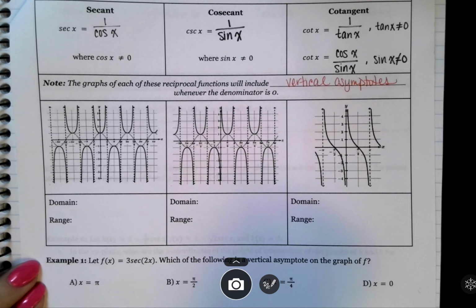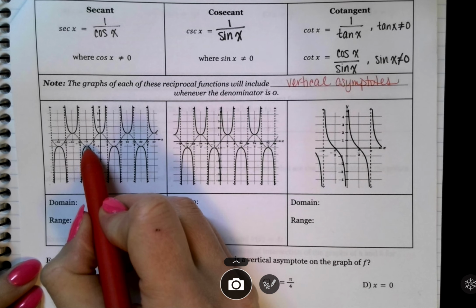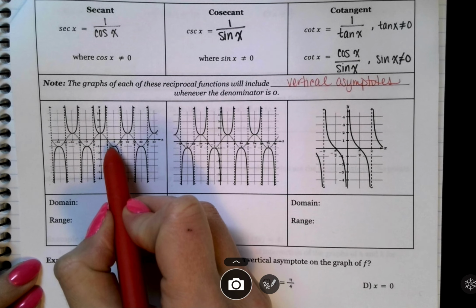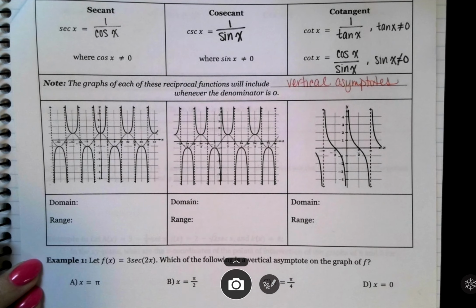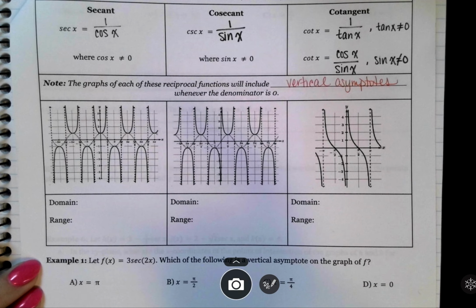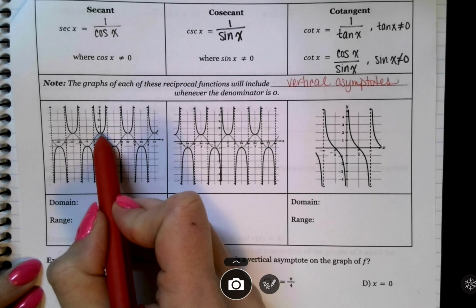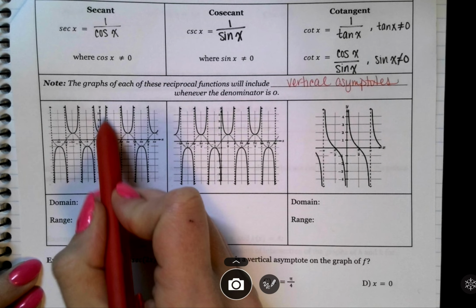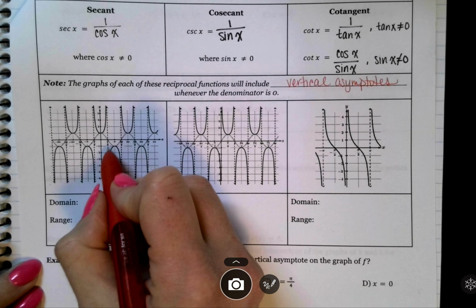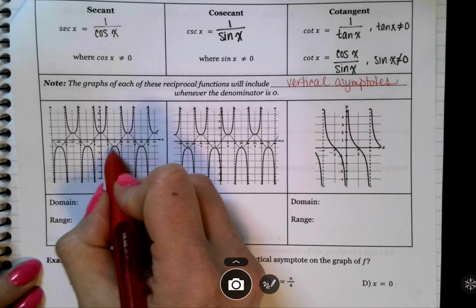So for secant, if you notice, this dotted line in here is the graph of cosine. So we can see the relationship between secant and cosine because at a maximum of our cosine graph, that's part of the minimum of the top portion. And then down here at a minimum, we have a maximum of the top portion. So if we know what cosine looks like, we can fill in the spaces for secant.